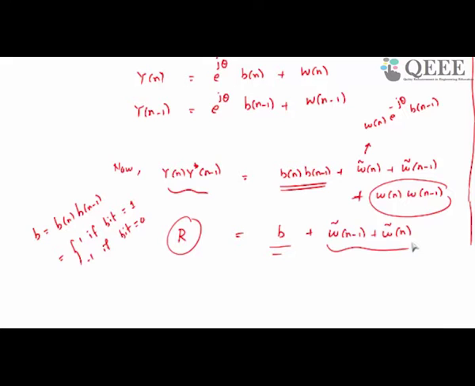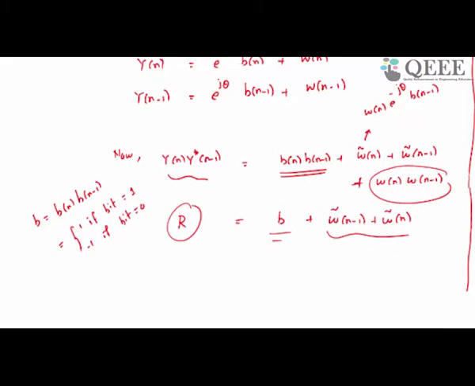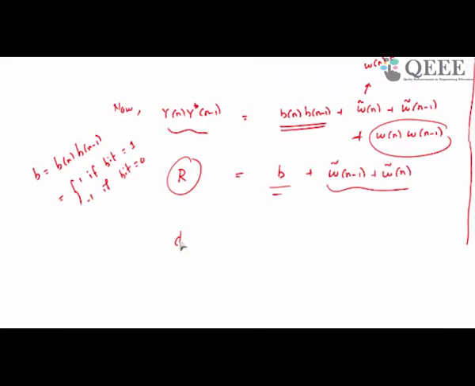So I can simply do what I did before. Decide if r is greater than 0, you decide bit equals 1. If r is less than 0, decide bit equals 0. Because the current bit is 1 or 0 depending on r is greater than or equal to 0 or less than 0. So basically this is how differential demodulation is done here. This is how differential demodulation will work.